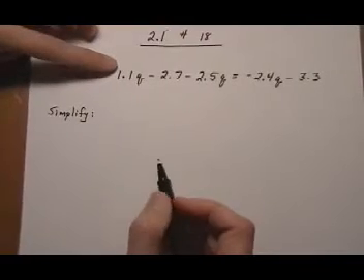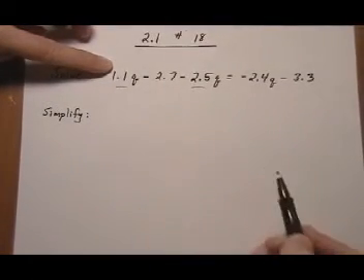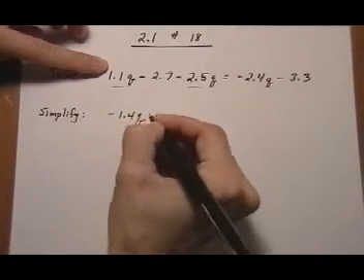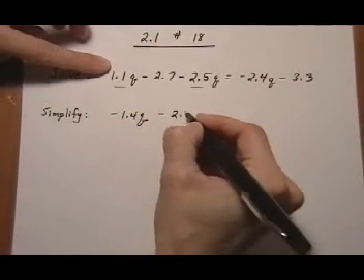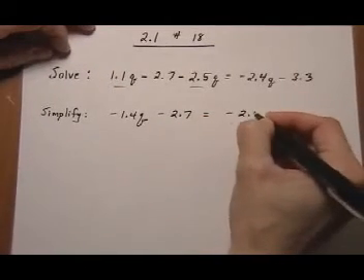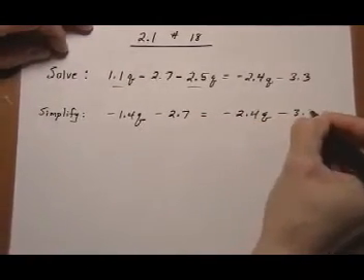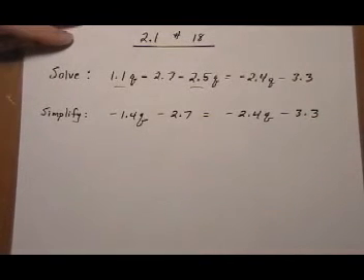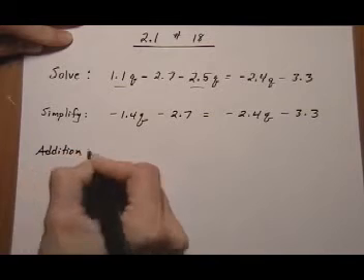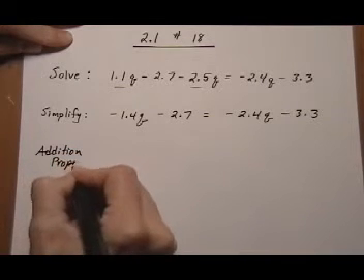So we have 1.1q minus 2.5q on the left side, and that gives us minus 1.4q. And just bring down the minus 2.7 equals, and there's nothing to simplify on the right side, so we just write it down. After simplify, we want to do the addition property, and that's going to move variables to one side and numbers to the other side.